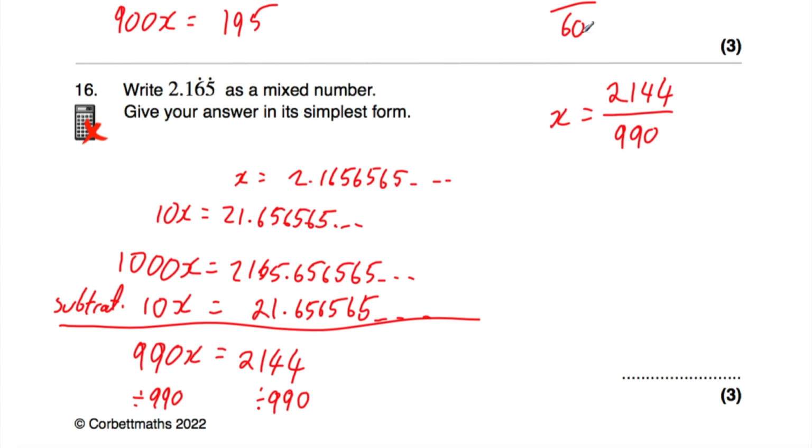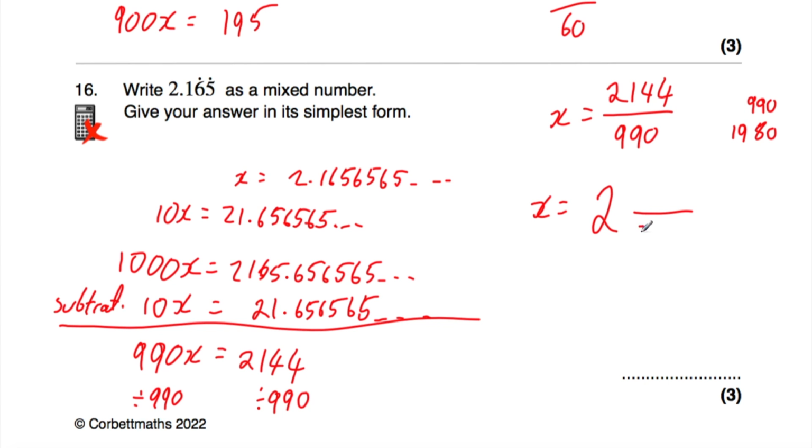So we've been asked to give this as a mixed number and to give our answer in its simplest form. So we're going to see if we can write it as a mixed number to begin with, and then we're going to see if we can cancel it down. So let's start off by writing it as a mixed number. How many 990s go into 2144? Let's write down our multiples of 990. So it's going to be 990. If we add another 990, that'll be 1980. And then the next one's going to be much higher than 2144. So we know it's going to be 2.